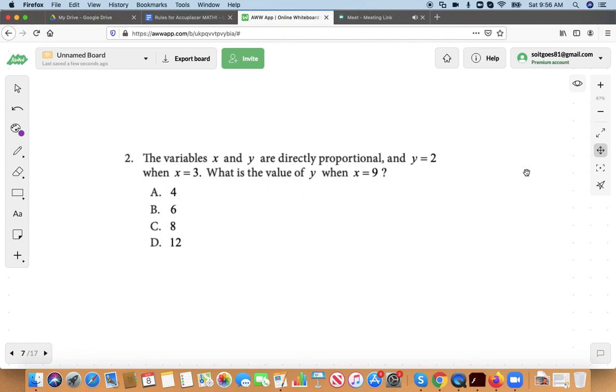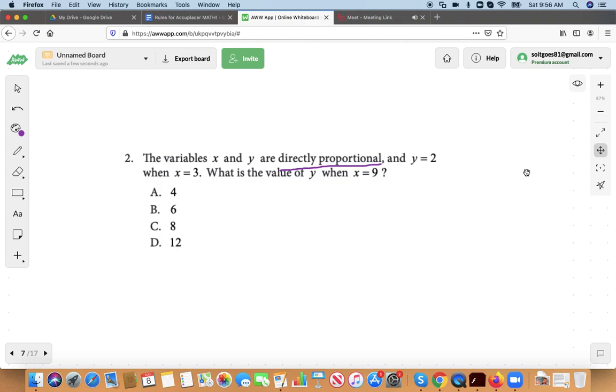The variables x and y are directly proportional, and y equals 2 when x equals 3. What is the value of y when x equals 9? Perfect. Okay. Great. First, let's talk about that term directly proportional. Do you know what directly proportional means? They're not the same. It's not equivalent, because clearly y and x aren't the same. Y is 2 and x is 3.